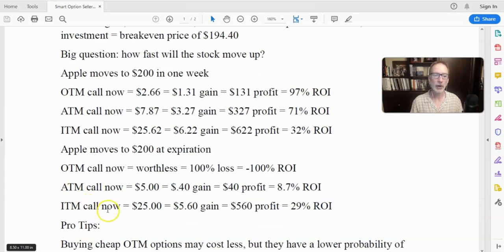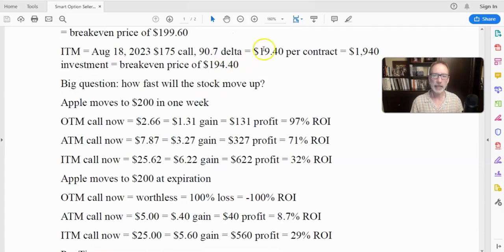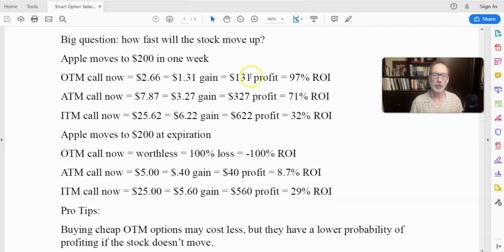Let's look at the in-the-money call. When Apple's at 200, that 175 call will be worth at least $25 per contract. You take the stock price and you get the difference of the strike price, 175. That's a $25 value for those call options. So the in-the-money call is now worth $25, and you bought, let's see, what did you pay for it? You paid $19.40 for it. So you're making a $5.60 per contract gain, which is $560 profit, a 29% return on investment.